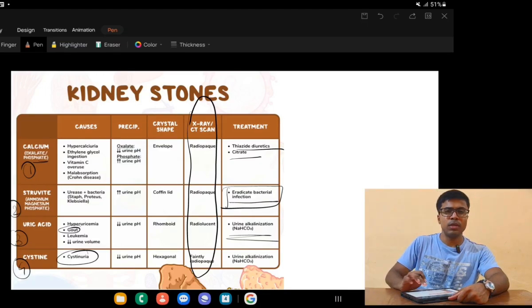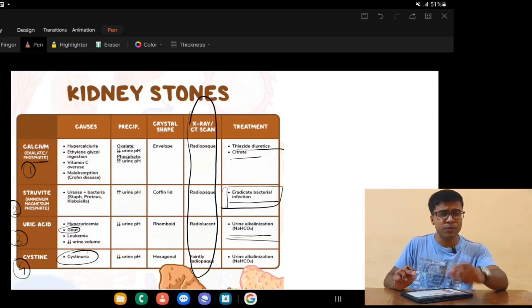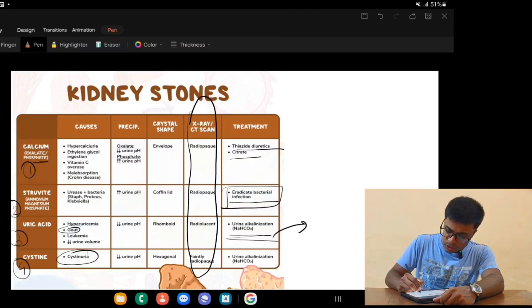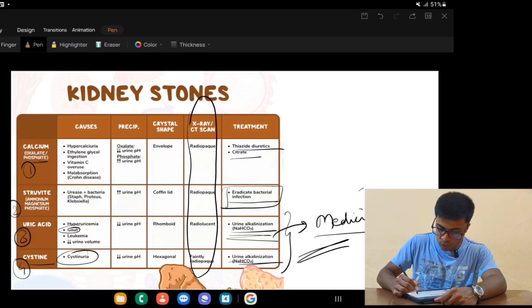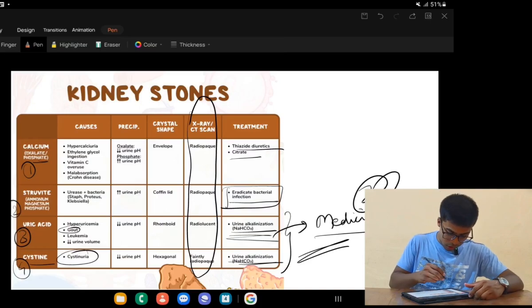This question is related to uric acid. It's related to medicine. So one more MCQ extra. Alkalization, these MCQs are related to medicine. So two extra MCQs we have gotten here.